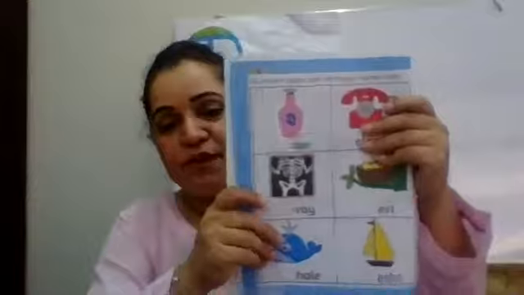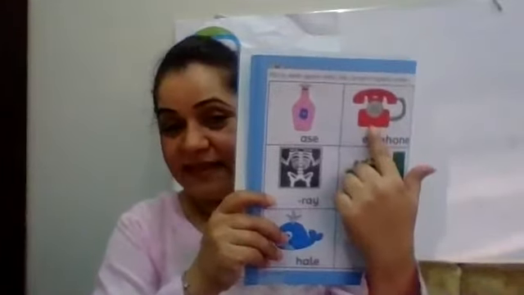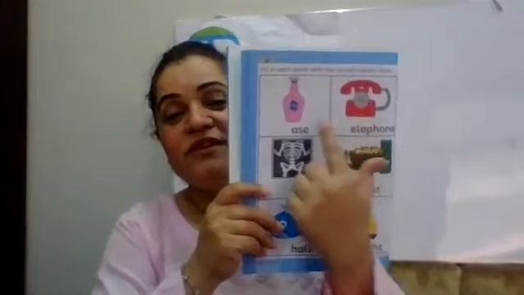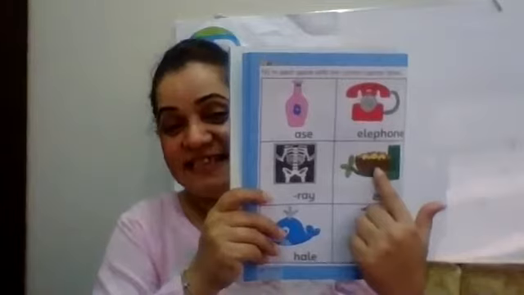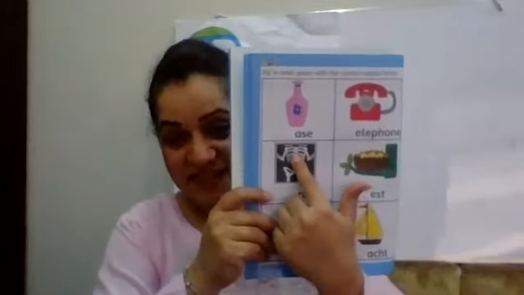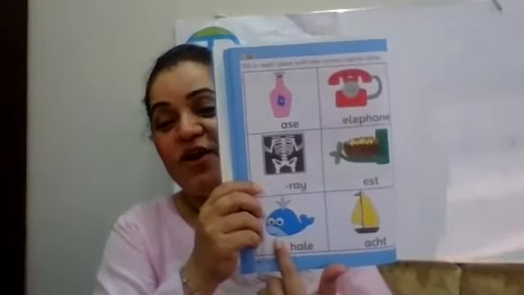We have a couple of pictures over here. Telephone, vase, nest, X-ray, yacht, whale. That's great. That is lovely. Now here we have to write the capital letter, right?